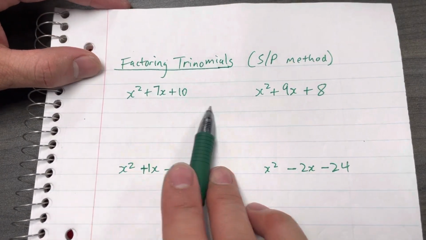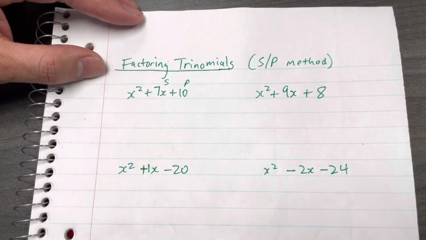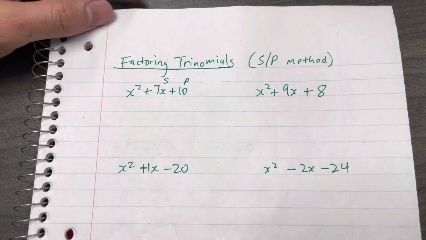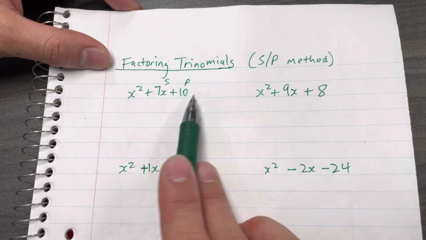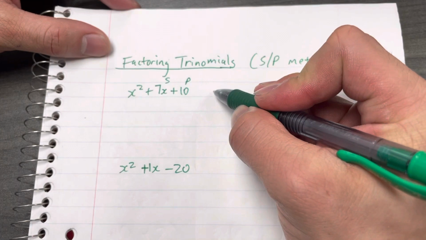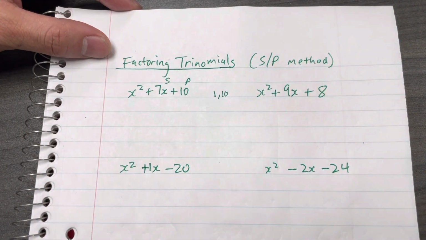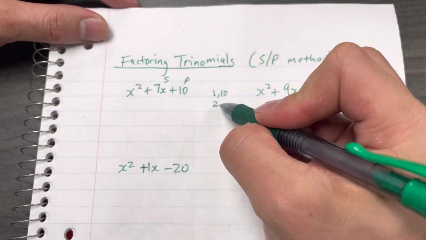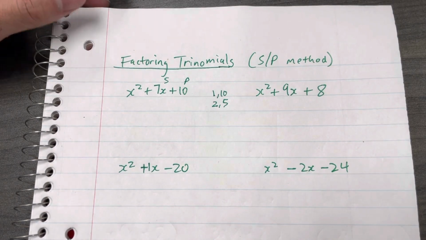So the second you see a trinomial, you kind of want to put an S for sum and a P for product, right? Because you're asking yourself two questions. First question is, what are all the factors of this number 10, okay? So let's make an organized list. The organized list would be like 1 times 10, 1 and 10. 1 times 10 gets you 10. And next, after 1 is 2, and 2 times 5 gets you 10 as well, okay? So that's your organized list.